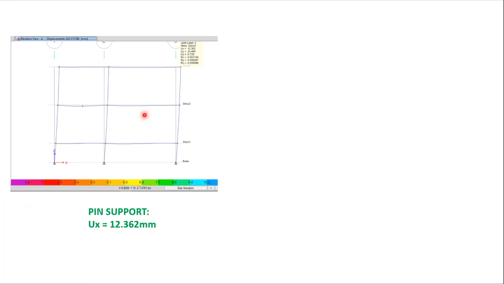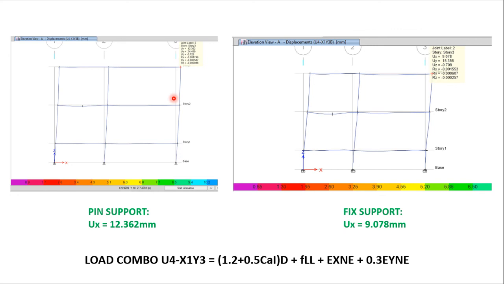Okay, tingnan naman natin dito sa same model natin na talagang lumalaki yung story drift when using the pin support. So, I'm using the load combo 1.2D plus 0.5 Cav plus F1 live load plus the orthogonal effect. Okay? Tingin tayo sa node na to. Napapansin nyo na meron siyang displacement in X na 12.362 millimeters. While fixed supported, at that node naman, meron siyang translation in X or displacement in X-axis na 9.078 millimeters lang. So, talagang mas malaki yung displacement when using a pin support rather than using a fixed support condition.